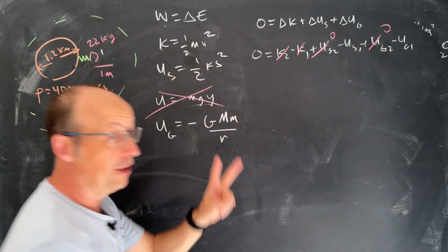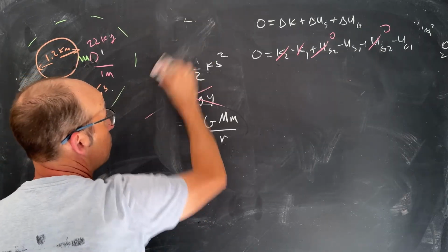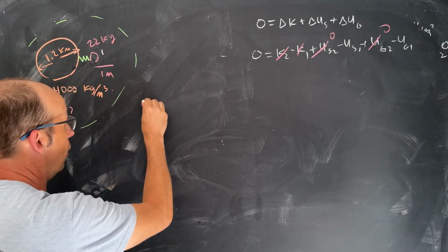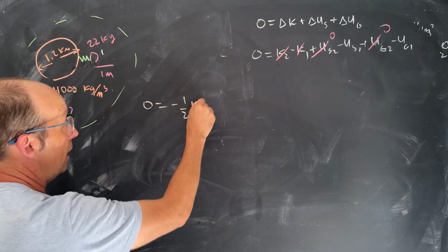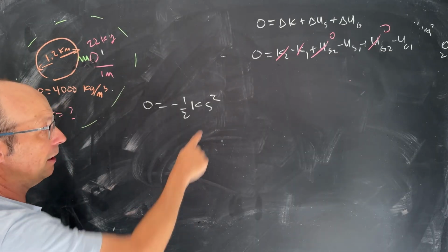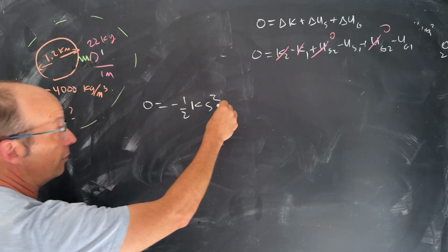So now we only have 2 terms. That's kind of nice. Okay, so let's put down our 2 terms here. I'm going to put in my values. So I have minus 1/2 k s squared. That's s1 squared, the amount of stretch. That's 1 meter.